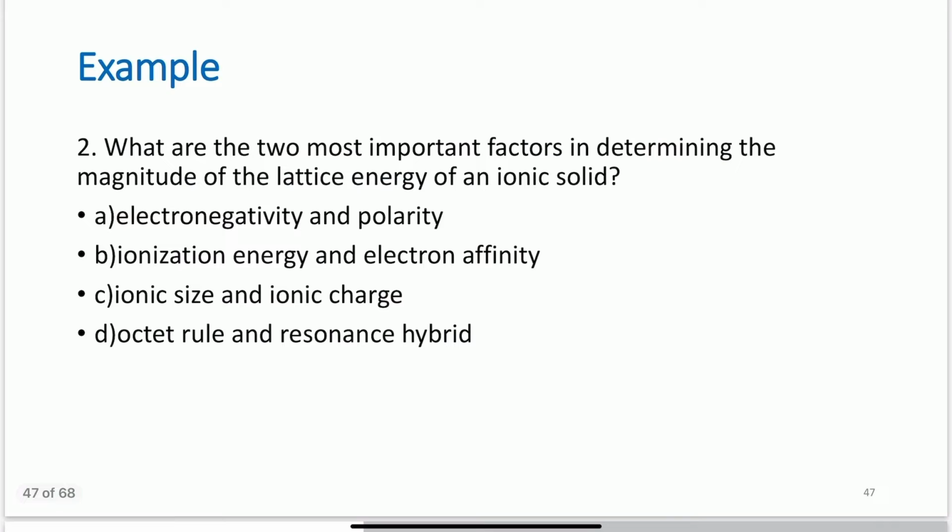What are the 2 most important factors in determining the magnitude of lattice energy of an ionic solid? Your 2 most important factors are size and charge. And remember what the trend is here: smaller size is increase in lattice energy. The smaller they are, the more they can feel the attraction. One ion can feel the other ion's nucleus attraction force. So the smaller they are, the tighter they fit together, the more energy it's going to take to pull them apart. The larger they are, the less they feel that pull, the easier they'll pull apart.